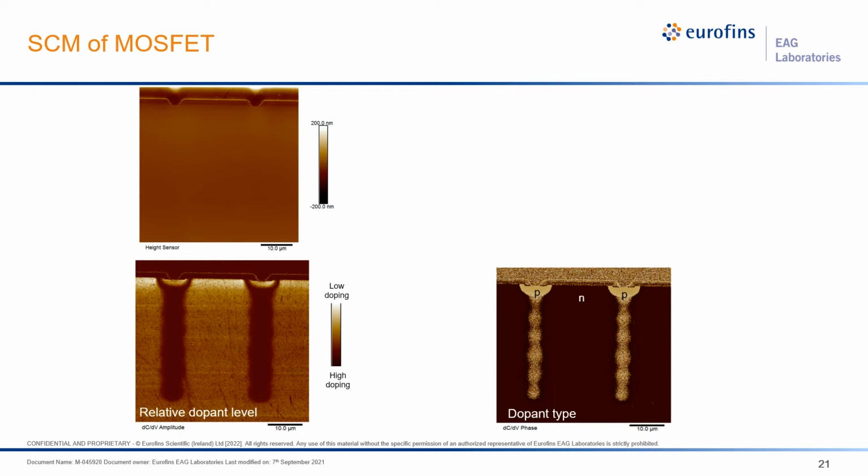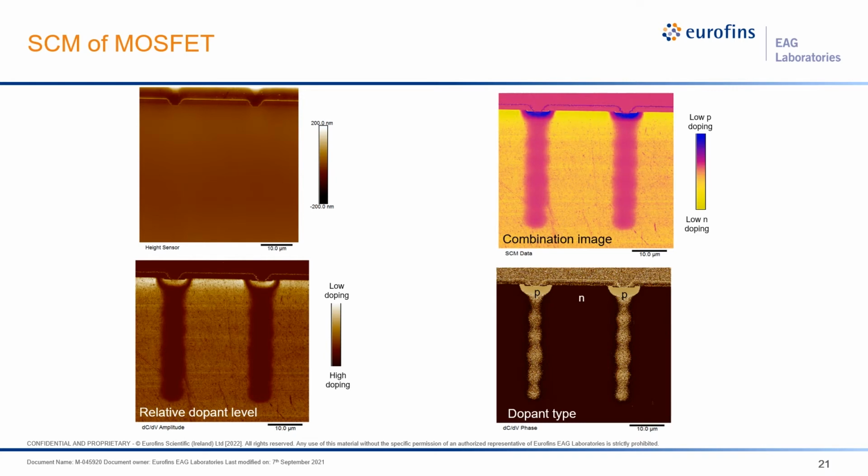P wells and thin N wells are detected in an N substrate, and those squiggly extensions coming out the bottom are epistacks. Finally, this is the SCM data image, which combines the data in the amplitude and phase images.